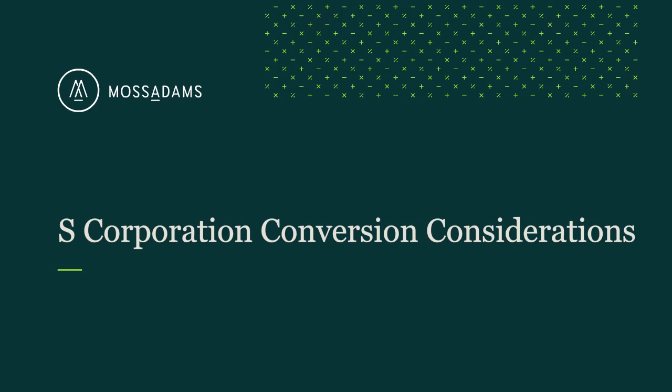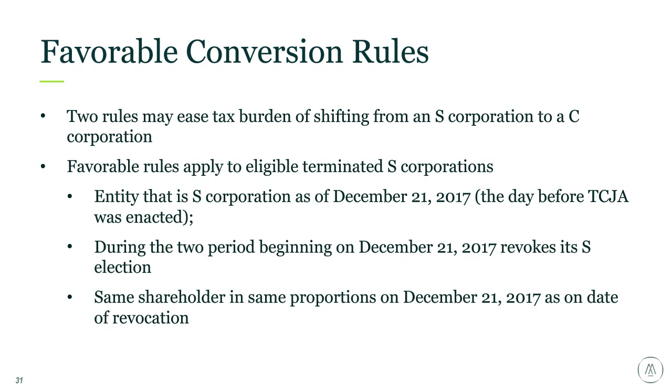So just some considerations. We've talked a lot about factors that should go into your modeling when you're deciding whether you should potentially become a C corporation, but the Act also includes some special rules for S corporations in the case in which they do decide to become C corporations. There are two rules in particular that we'll touch on. But to apply these rules, the S corporation must meet the definition of what is called an L terminated S corporation, which is a mouthful, but it's a relatively simple concept.